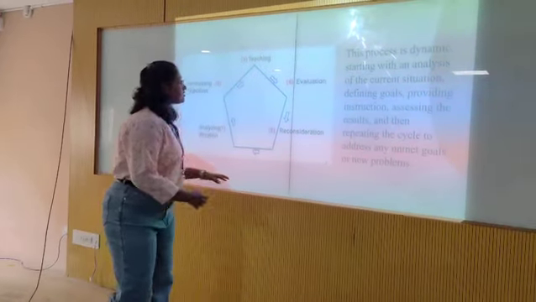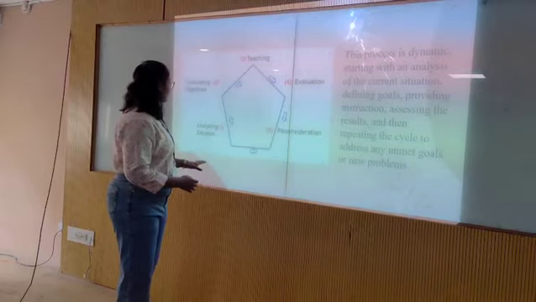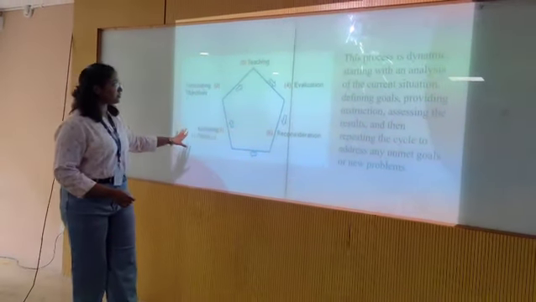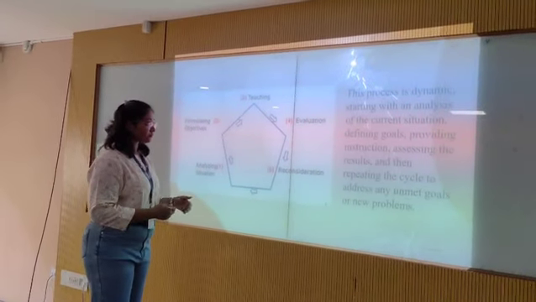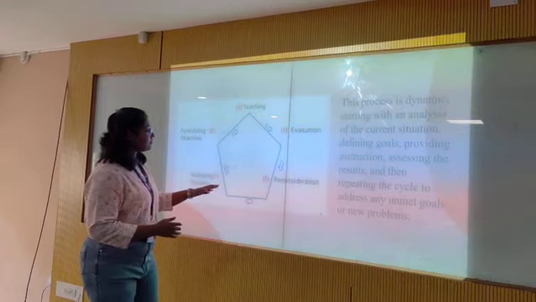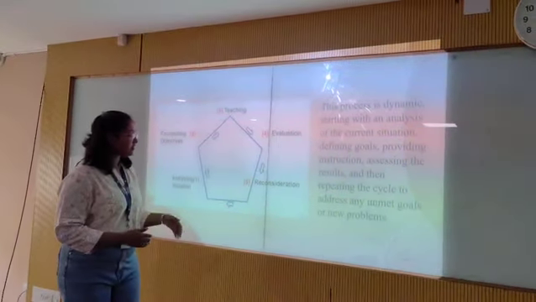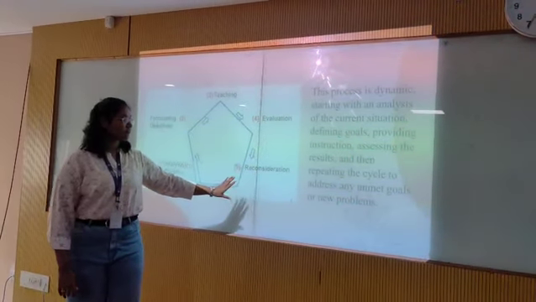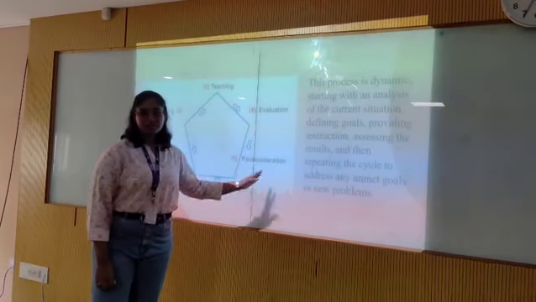Now this process is a cyclic process. This is a dynamic process. We start with the analysis of the current situation, then define goals, then we provide certain instructions, then after that we assess the result, and if we see there are some deficiencies, then we again set new goals and repeat this process.